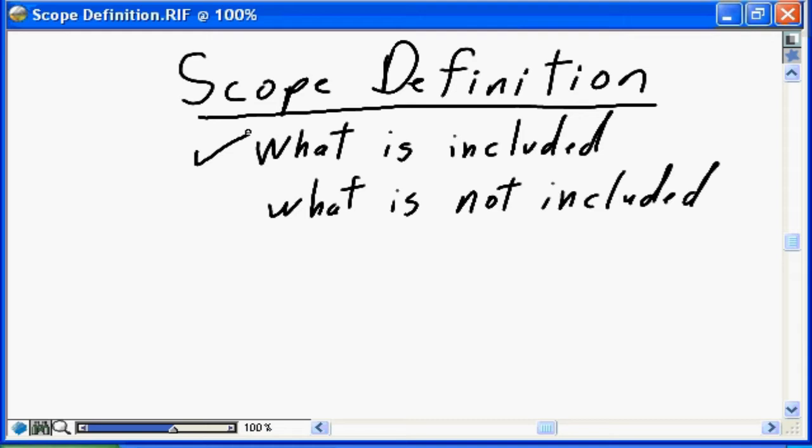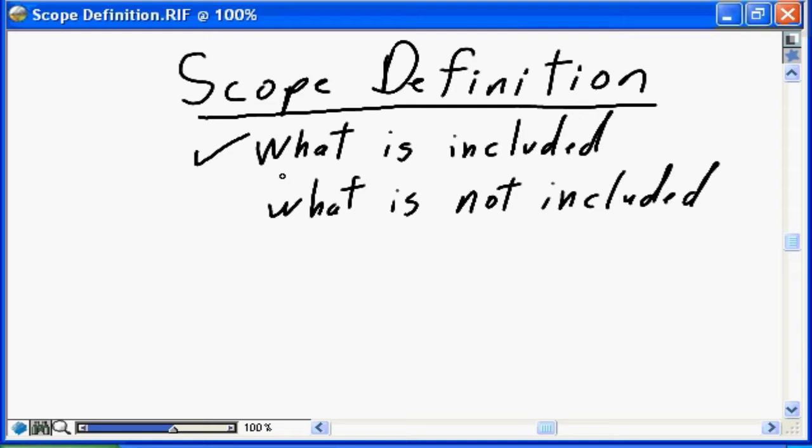Defining the scope is critical to overall project success because until you have it defined, you can't manage it. You can't manage what you can't define. You must have that clear, unambiguous, well-defined definition of what is included, what is in the project, in order to be able to successfully manage it.